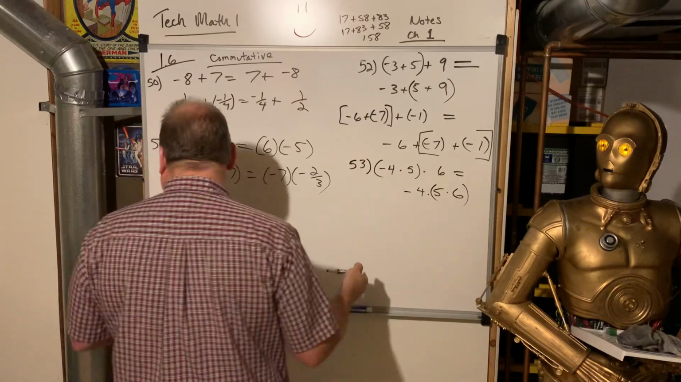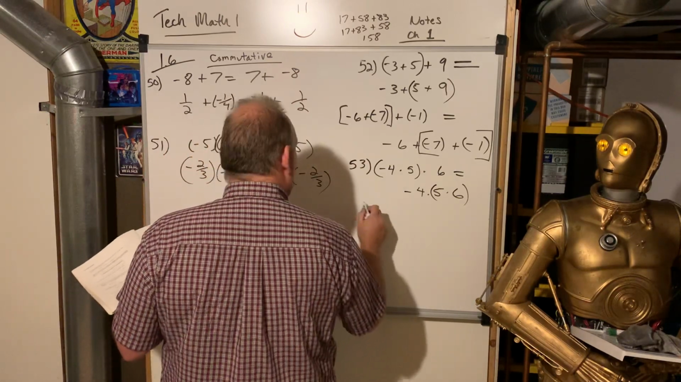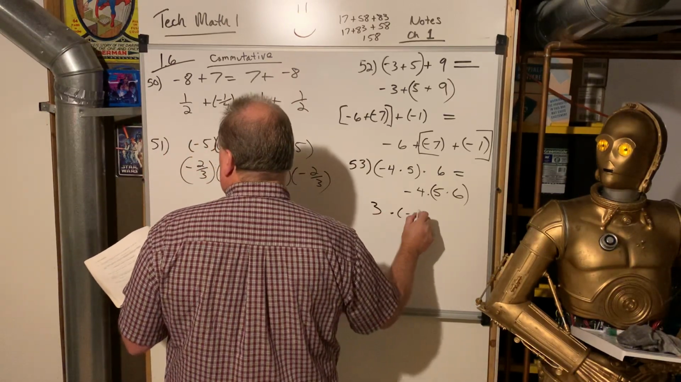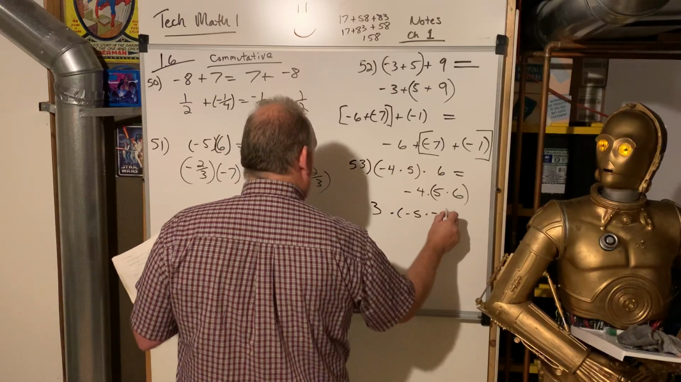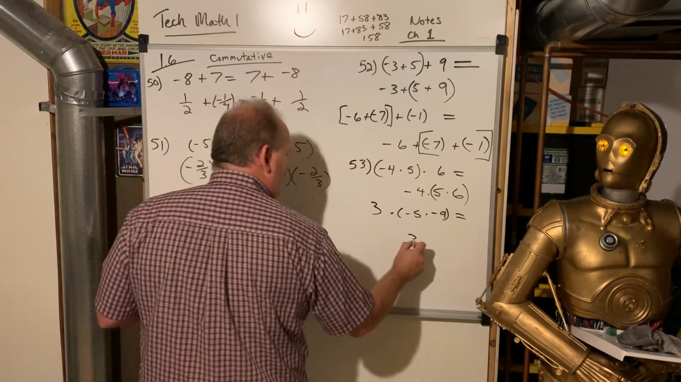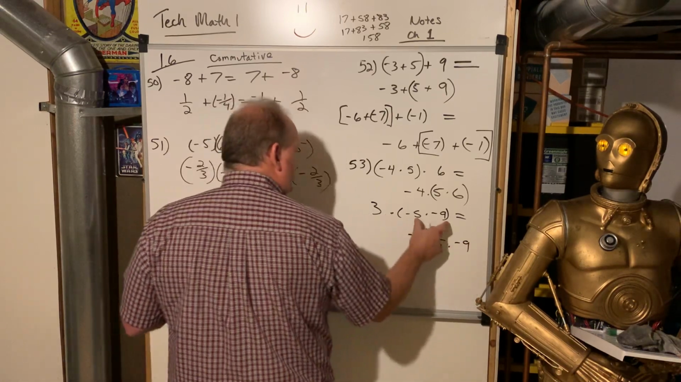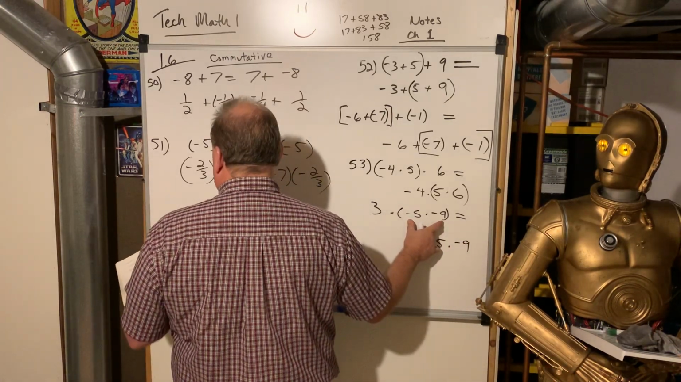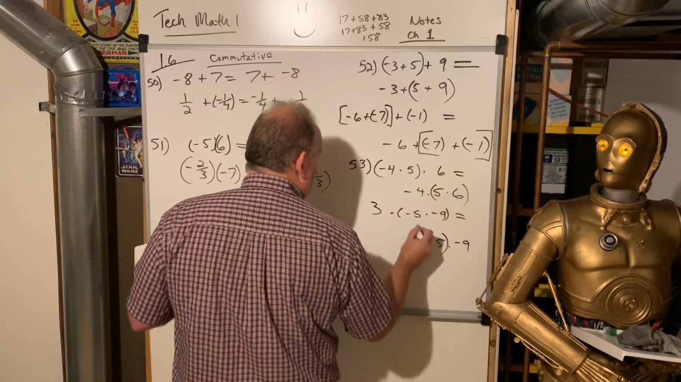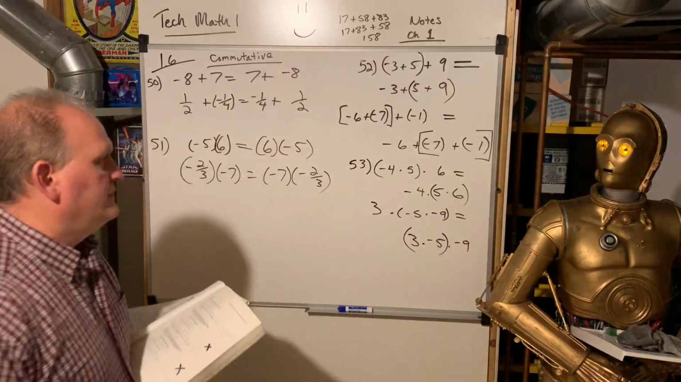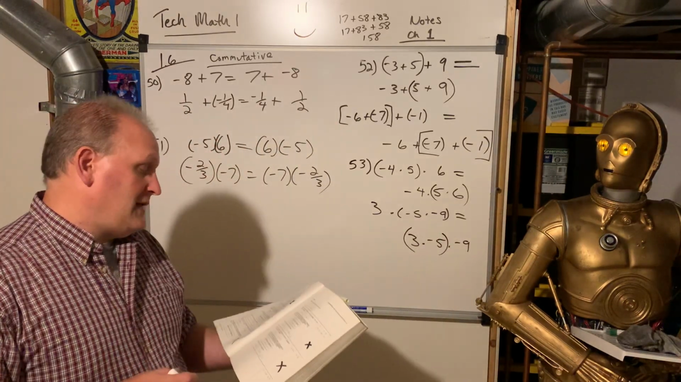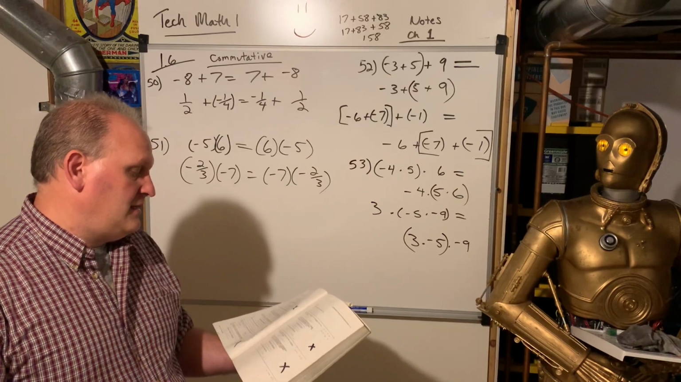All right. Same with this one. 3 times -5 times -9. The associative property then, I'd have 3 times -5 times -9, but I would shift. This time they put the parentheses on the second two, so I'd shift them to the first two to show the associative property.